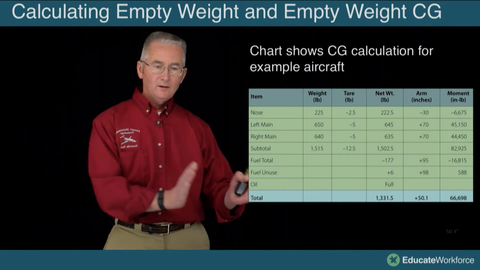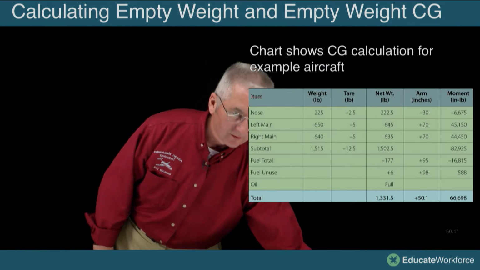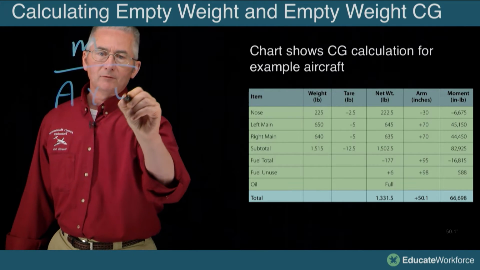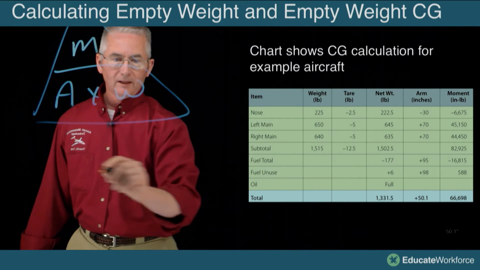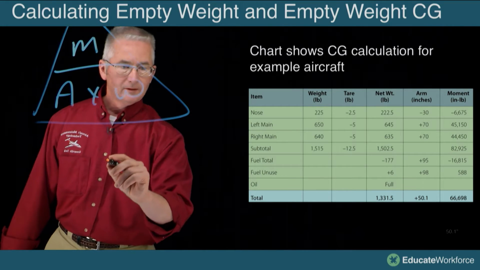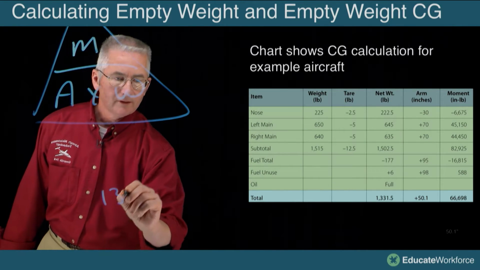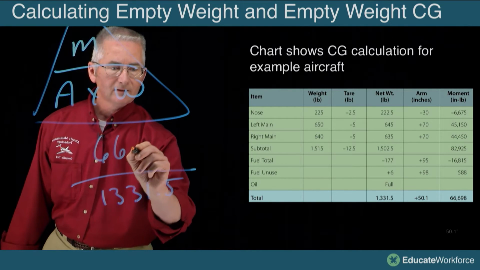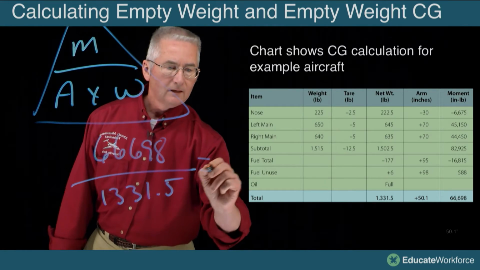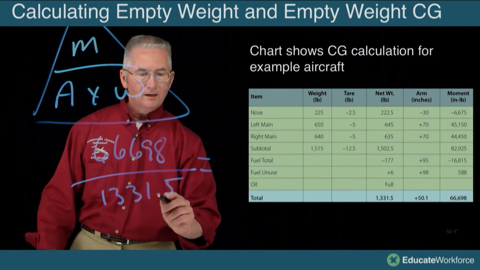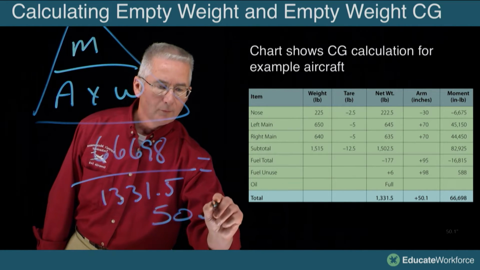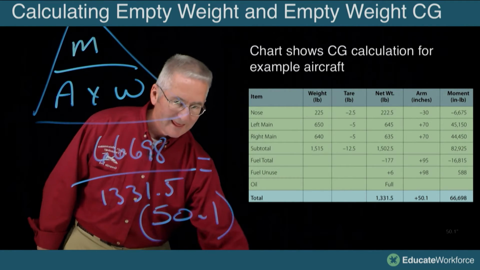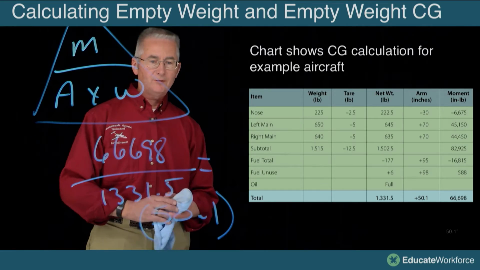We know our weight, and we know our moment. So remember here, we go moment over weight equals arm. Okay, let's look and see. We have a weight of, what did we say, 1331.5, and we're going to divide 66,698 by it, and we should come up with a number, give or take, 50.1. 50.1 is our arm to our center of balance. That is where our center of balance is going to be, 50.1 inches.